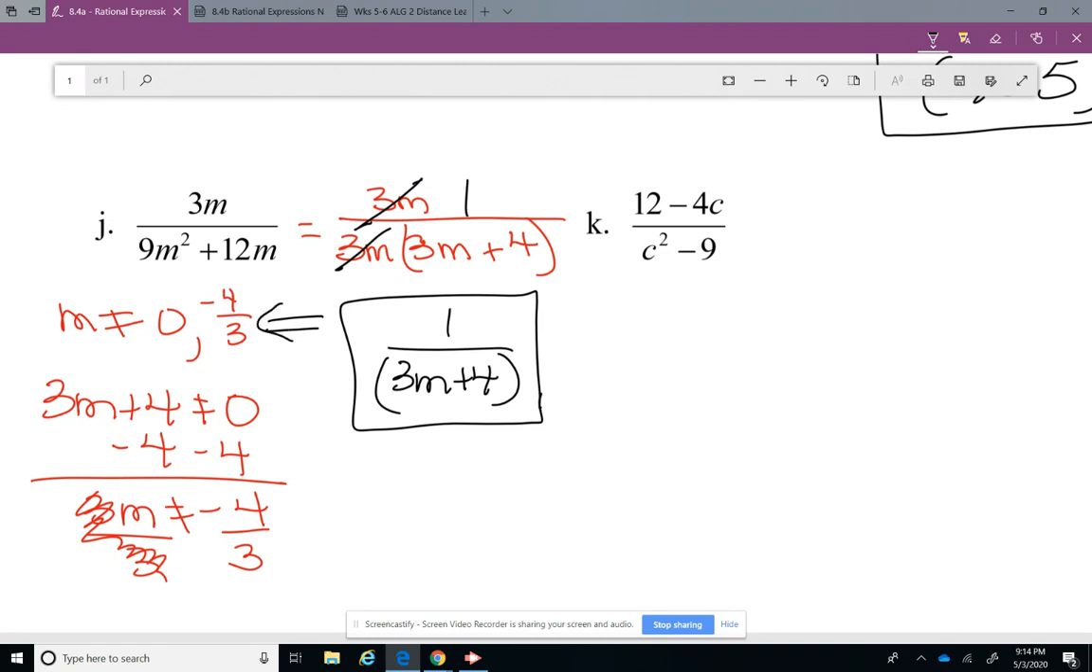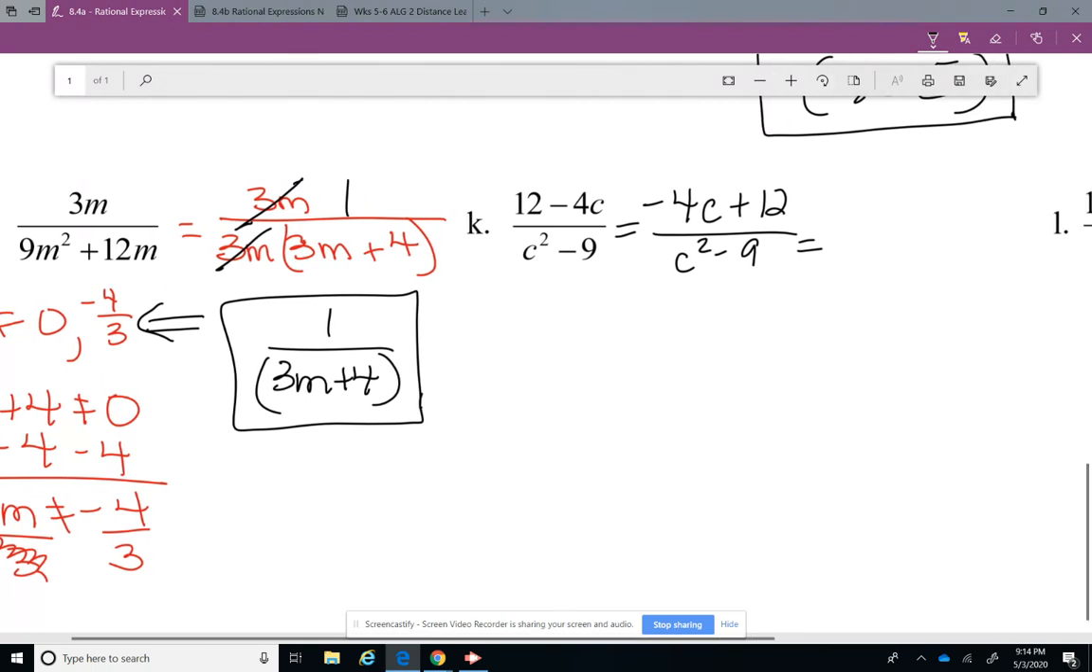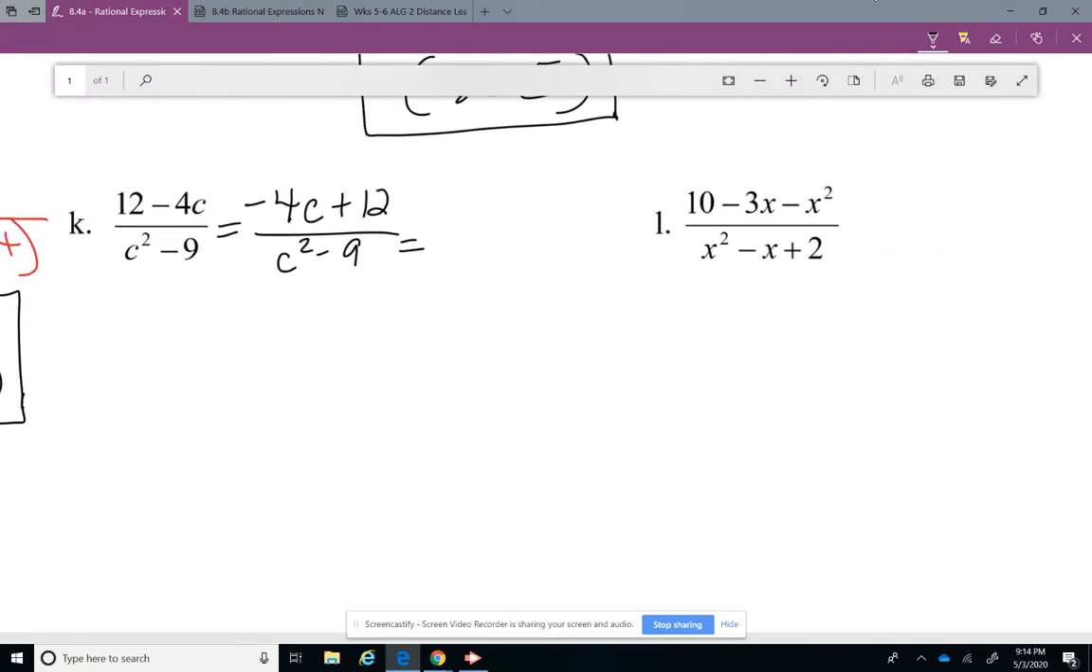All right, for this next one, you want to turn this around. You want to make it -4c plus 12, and then c squared minus 9. We're just going to leave it like that for now. All right, let's pull out a -4, and that's going to be -3 plus c. And really, I guess you could have kept it the way it was, and it would have worked just as well. I'm going to show you something in just a minute.